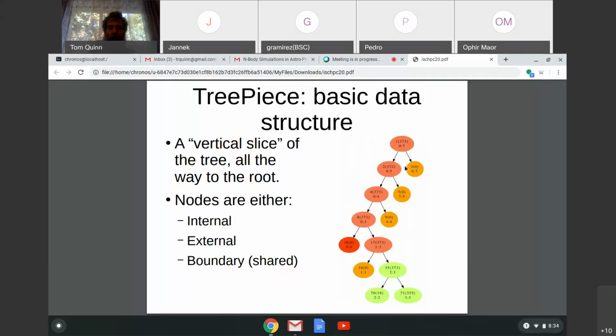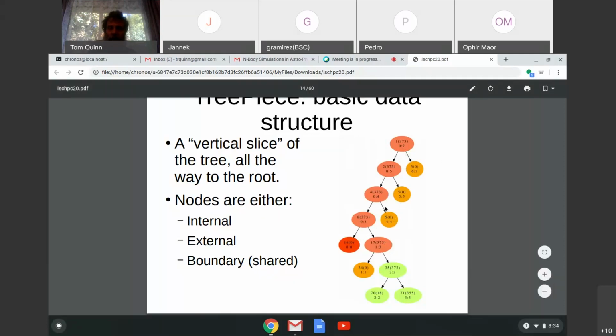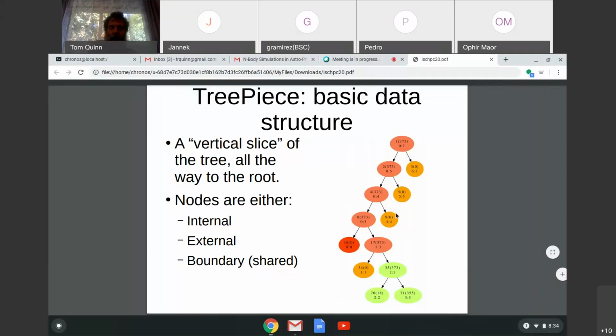And then there are external, so basically indications that if you go down this path in the tree, you'll have to go to another computational element.